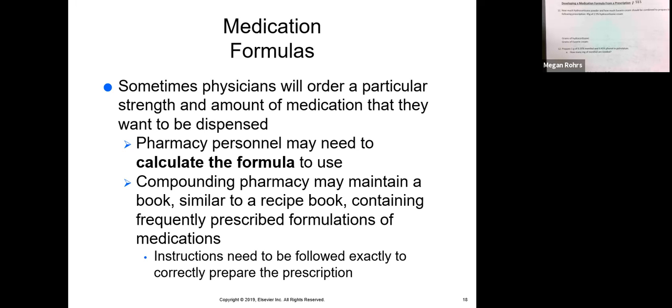Sometimes physicians will give you an order of a strength and an amount of medication that they want to be dispensed, but they may not give you the formula needed to prepare that drug. So sometimes we'll have to calculate that formula on our own. We're going to use this math a lot in the institutional quarter when we are preparing our compounds for the compounding competition, okay? So let's just take a look at some of these examples.